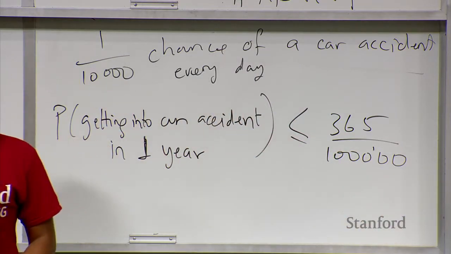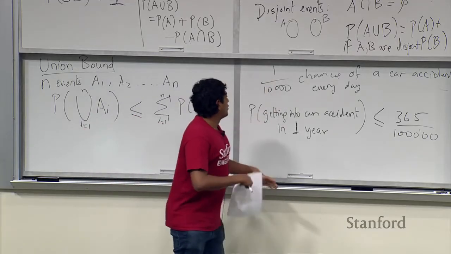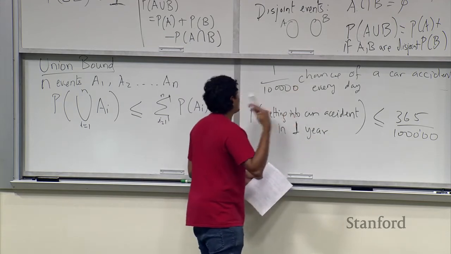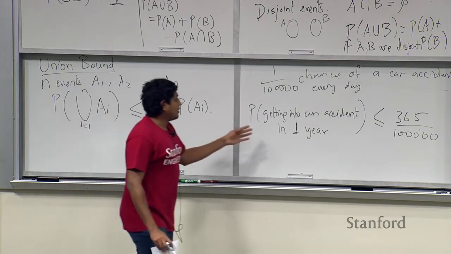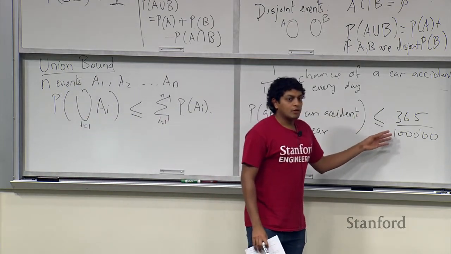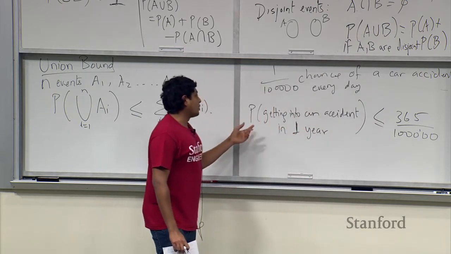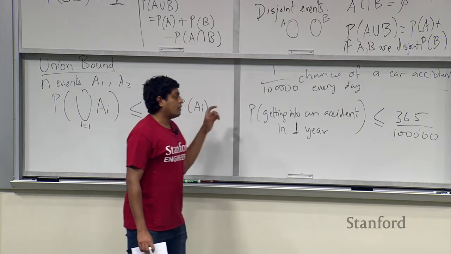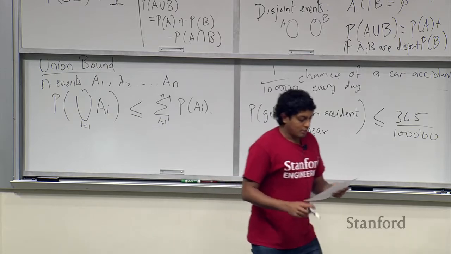365 by 100,000, right? Because what we are doing here is we are taking each A1 as the first day of the year, all the way until A365, which is the last day of the year. And we are using the right hand side. On each day, it's just 1 by 100,000, whatever, we make up the numbers. We have 365 such days, therefore that sums to 365 over 100,000. Probability of getting into an accident in 1 year, therefore, using the union bound, is upper bounded by 365 over 100,000. All right, cool.